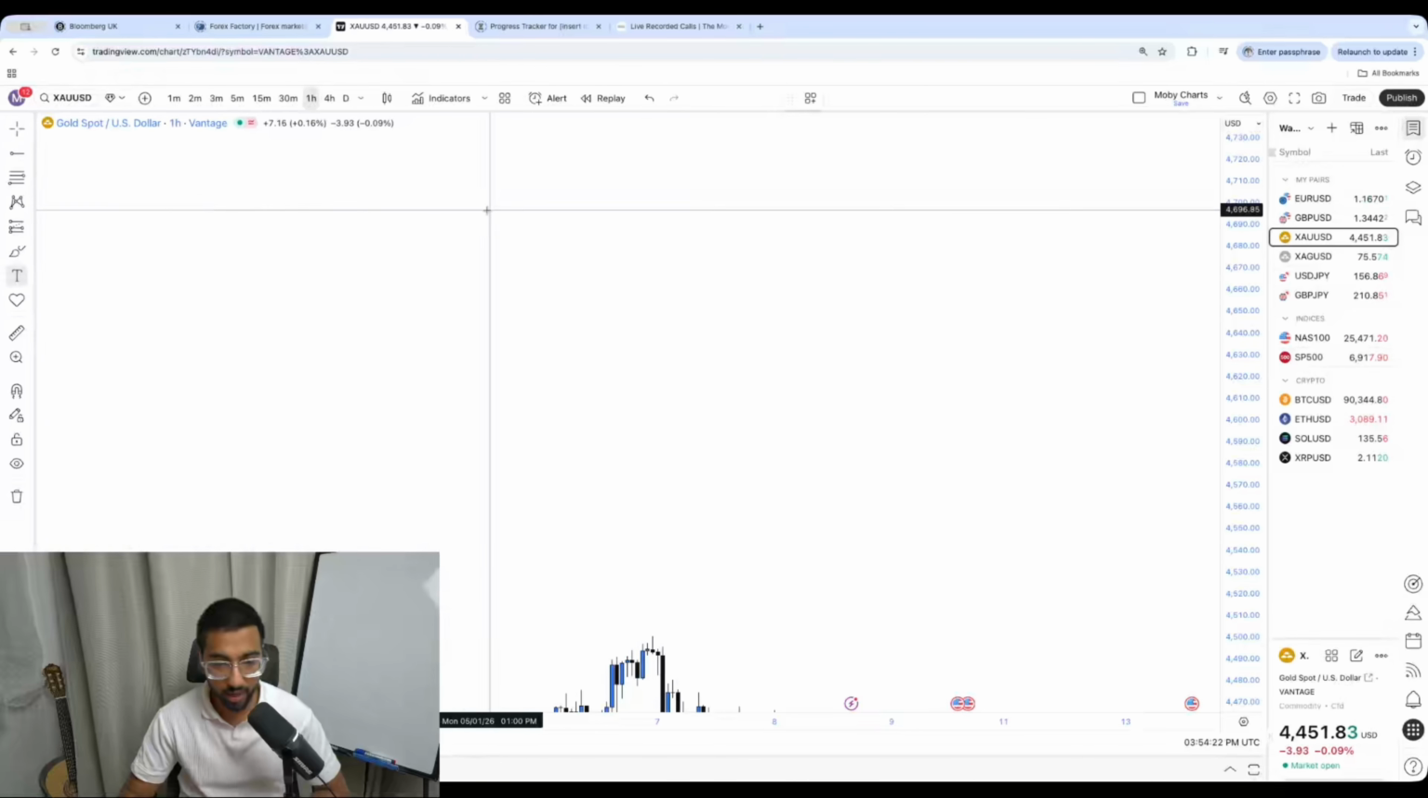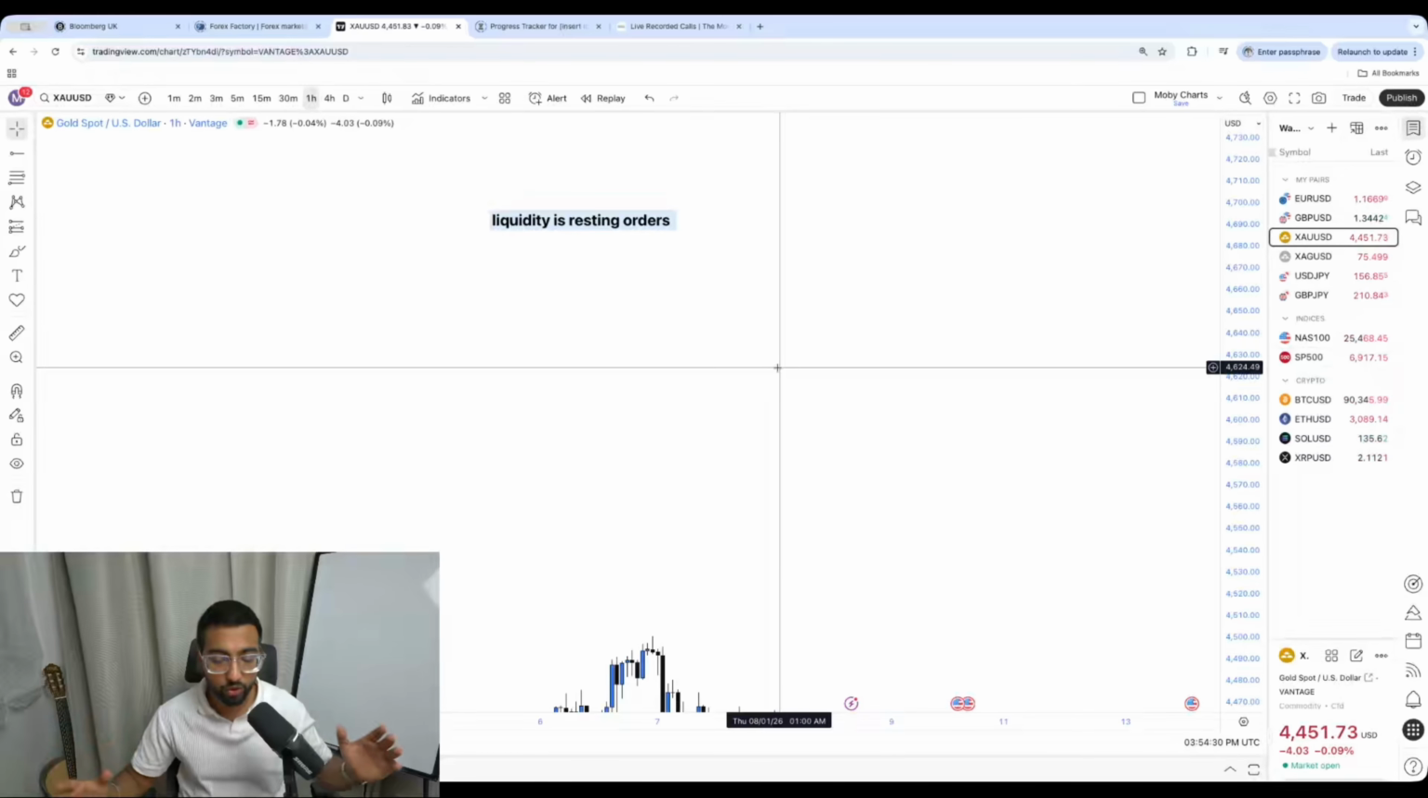It's as simple as this. Liquidity is resting orders. Okay, resting orders. What is resting orders? Now, when you press a buy, that is an order. When you press a sell, that is an order. So every time you press a buy or a sell, those are orders that are getting taken into place for you to be in the markets.